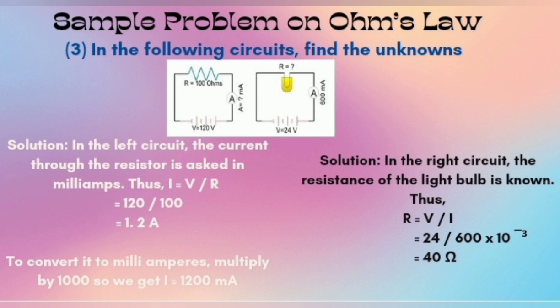In the right circuit, the resistance of the light bulb is unknown. Thus, resistance equals voltage over current equals 24 over 600 times 10 to the power of negative 3. It will be resistance equals 40 ohms.